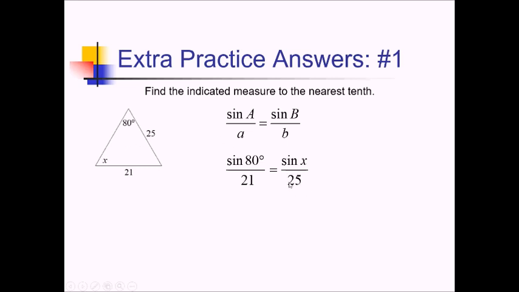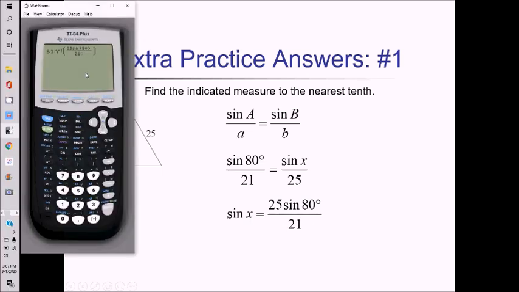So now I'm going to have to get sine of x by itself, and then I'll do something else. But let me start by multiplying both sides by 25. So I can write sine of x equals 25 sine of 80 over 21. And then to actually get x, I have to do sine inverse of all this craziness on the right. So let me do that on the calculator now.